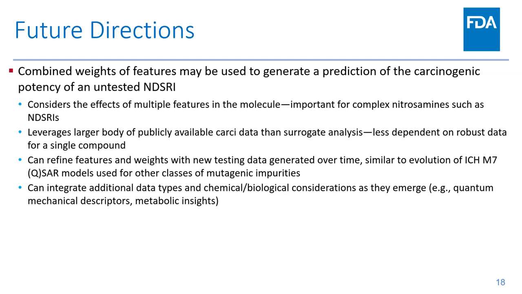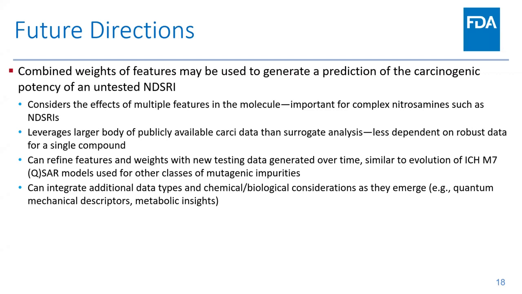It allows us to leverage a larger body of available carcinogenicity data than a surrogate analysis where we're dependent on that single robust study or that robust data for a single compound. And we can refine these features and weights as new testing data become available over time to improve our ability to make a prediction. And I see this as being similar to the evolution that we've seen in ICH M7 QSAR models that are used to predict the mutagenicity of other classes of impurities.